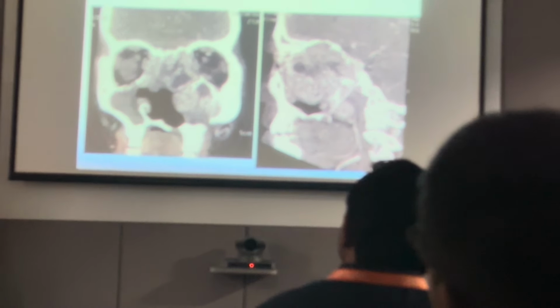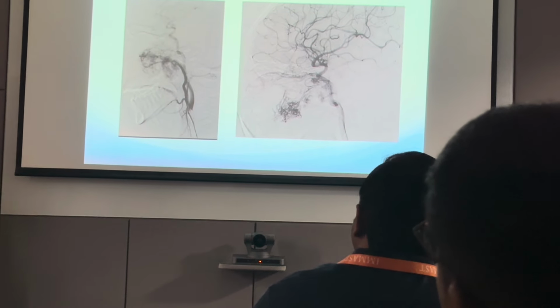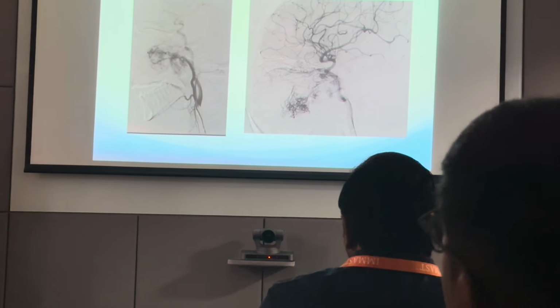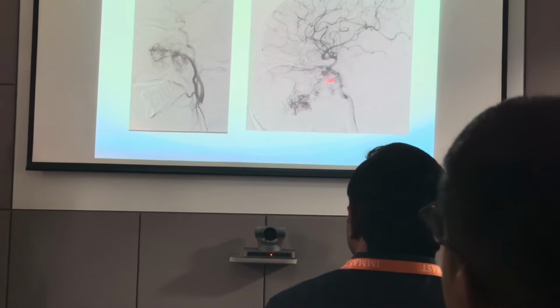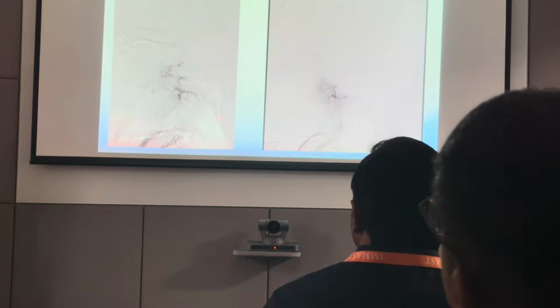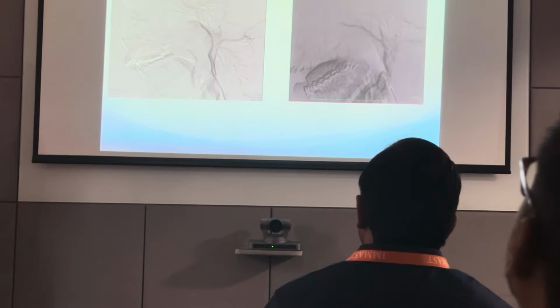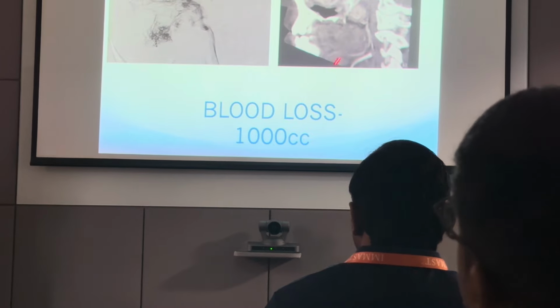A very big tumor which is going into the orbit. I remember this case. Too many PVA particles were needed. In fact, we went totally out of our stock while embolizing this. This had a big supply from the internal carotid as well. This is the external carotid artery IMF feeders which were embolized, and the blood loss here was 1000 cc. Such a big tumor.